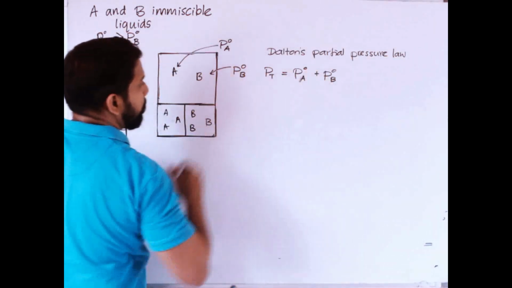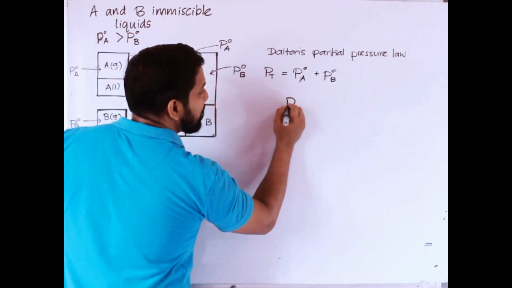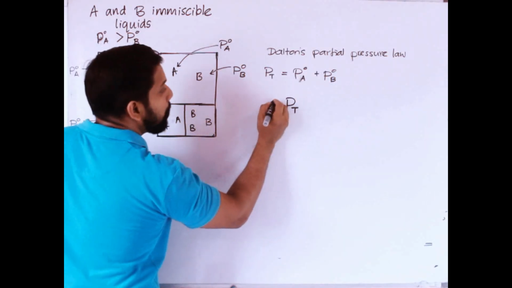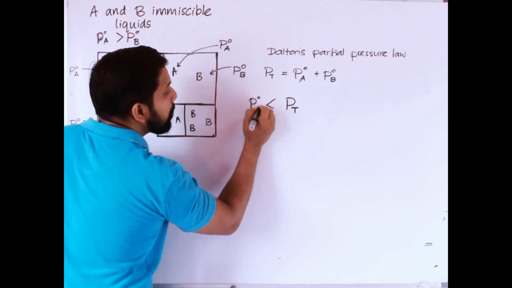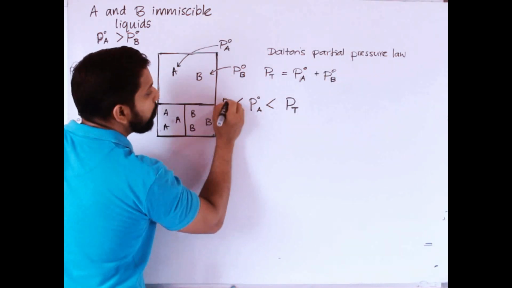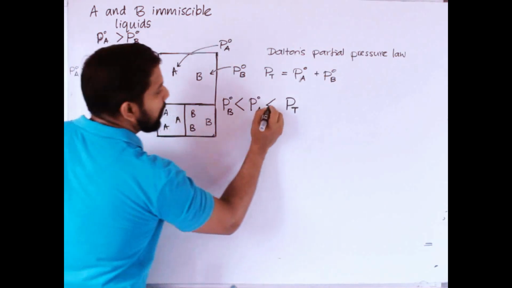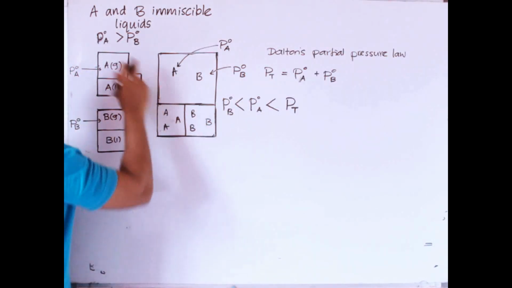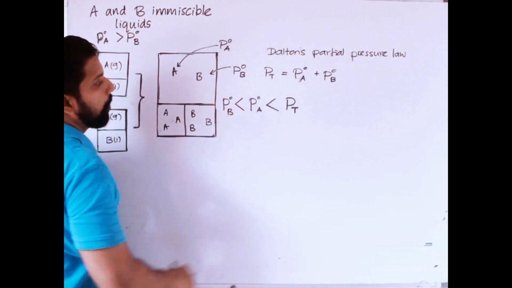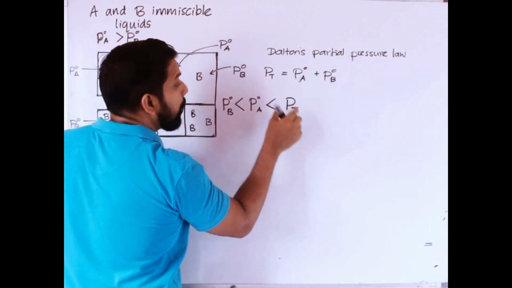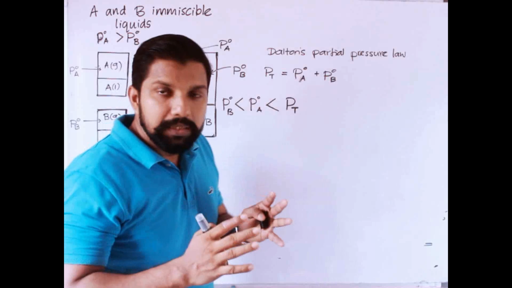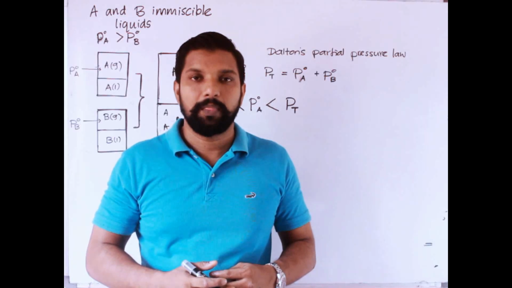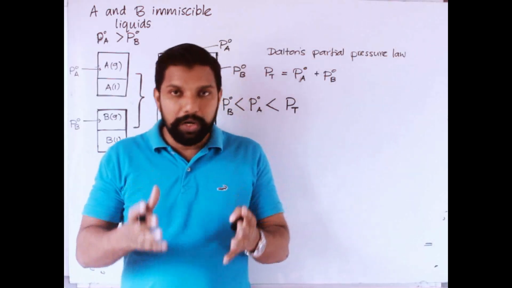So we have the saturated vapor pressures added up. Therefore, I can definitely say the total pressure will be higher than both the saturated vapor pressures of the two liquids. It is higher than P naught A, obviously then it is higher than P naught B, because P naught A is higher than P naught B. So when the mixture has a greater vapor pressure, which means now the mixture has greater tendency to evaporate. So that will have an effect on the boiling point.